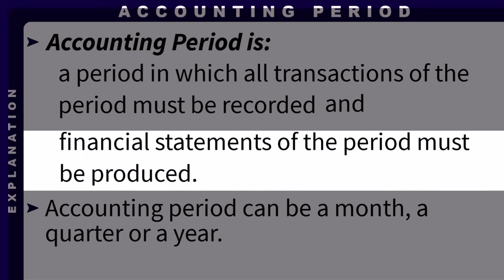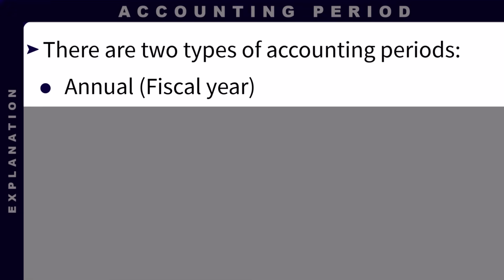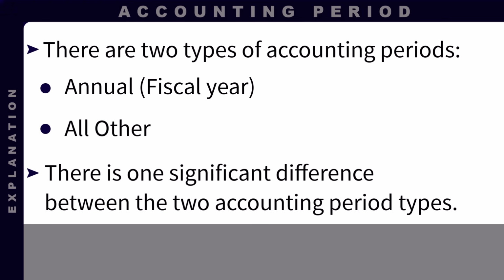In practice, there are two types of accounting periods based on what needs to be done at the end of the period. Annual accounting period, or fiscal year, and all other accounting periods, such as a month or a quarter. To that effect, we can say that there is only one significant difference between the two accounting period types. Let's see and clarify that.